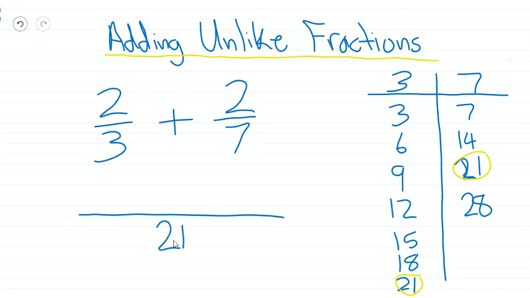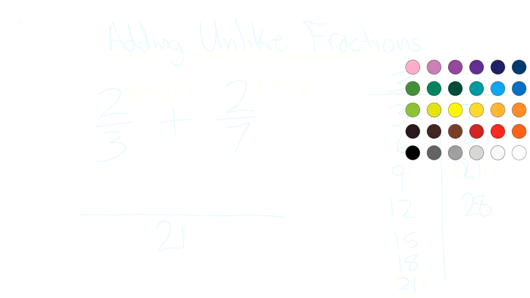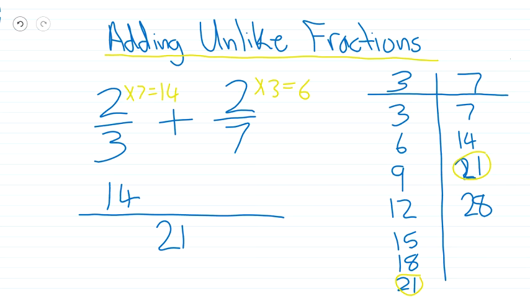Now, next thing, how many times does 3 go into 21? 3 goes into 21 7 times. So therefore, we're just going to do this times 7 equals, how many times does 7 go into 21? 7 goes into 21 3 times. So we're going to have 2 times 3. Okay, we can work these out now. 2 times 7 equals 14. 2 times 3 equals 6. Take these two numbers, place them right here. So we have 14 plus 6 equals 20 over the denominator, which is 21. So there you have it.